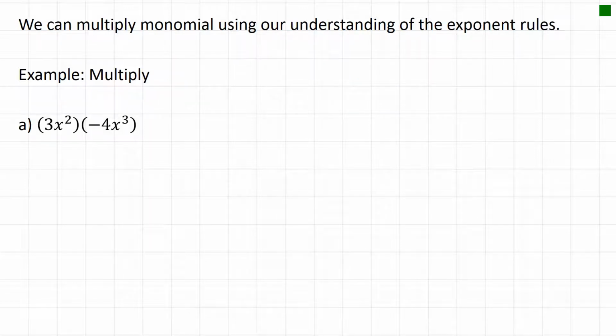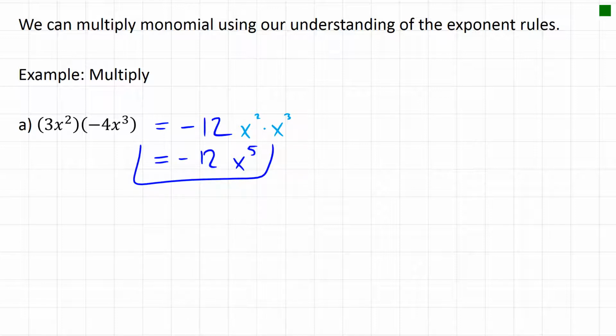Now we're getting to the reason why we're looking at polynomials and monomials, which is that we can multiply them together using our understanding of the exponent rules. So let's multiply some monomials together. This first monomial, we've seen examples like it. We multiply the number parts, 3 and -4, we get -12. And then we multiply the exponent parts. Well, x squared times x cubed, we can do that with our product rule that we learned about. So -12x to the 5. And now we've multiplied our monomials together.